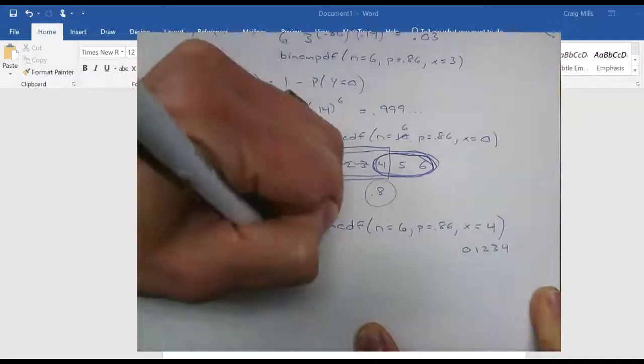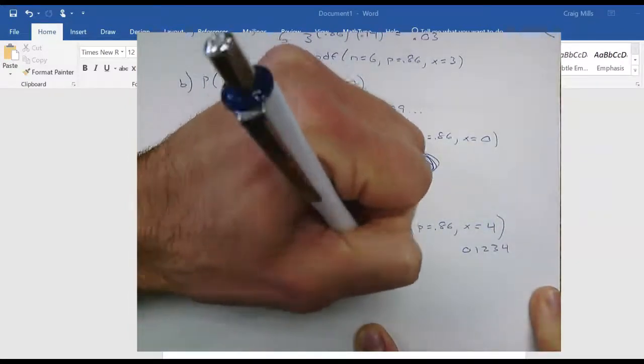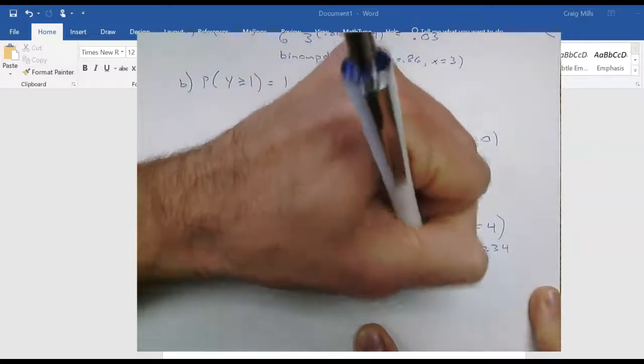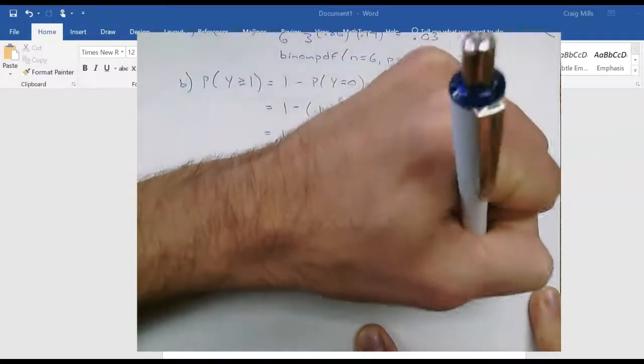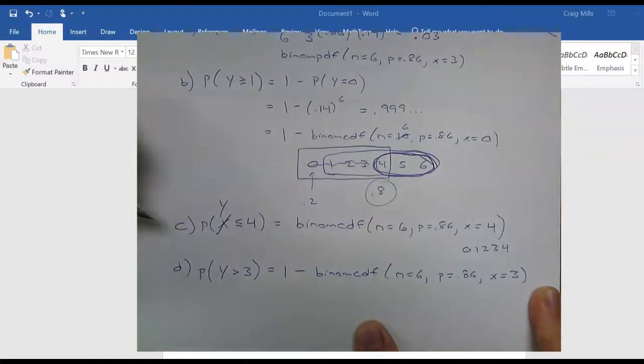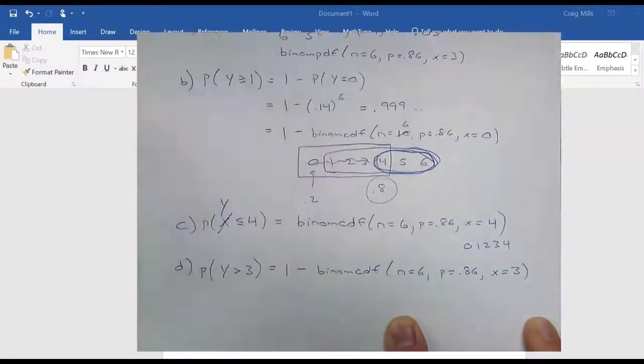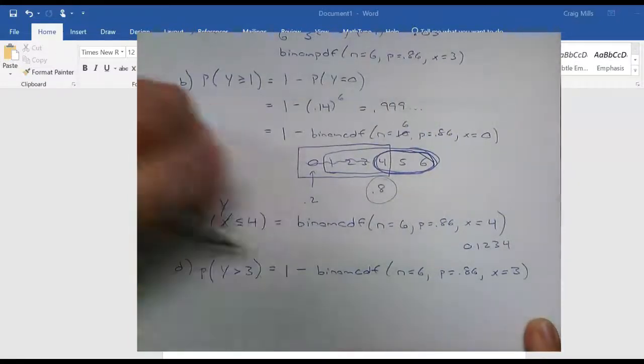So I'm going to do 1 minus binomial CDF. N is 6, P is 0.86, and X is 3. Because I need to get rid of everything 3 and below, leaving me with just 4, 5, and 6. That's why I'm using this idea of the complement.